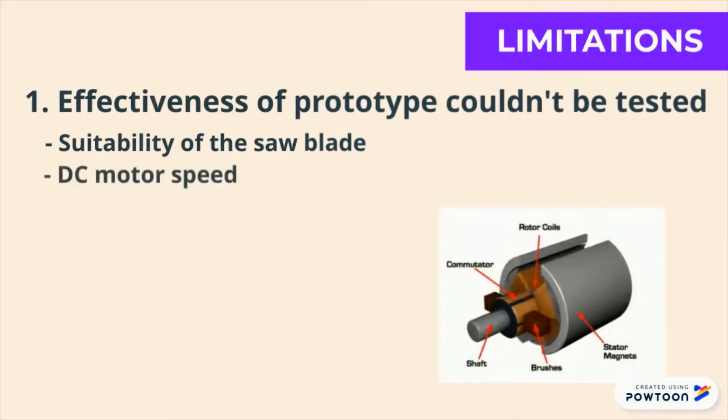Next, DC motor speed. In the real hardware, the speed of the DC motor can be controlled by a DC motor controller, as different kinds of food waste require different speeds to cut them into small pieces. Therefore, a variation of speed is restricted.